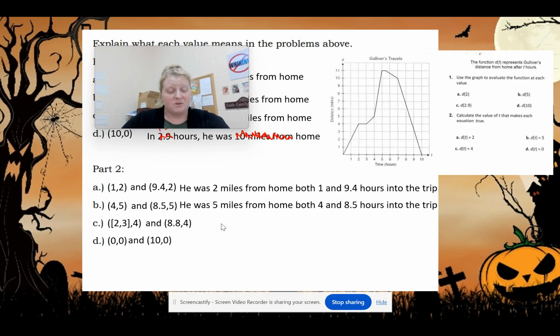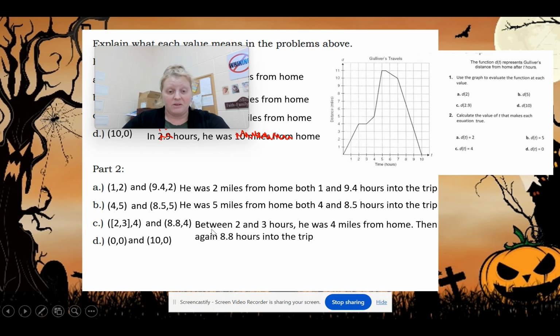This one's a little interesting to say. So he was 4 miles away from home anytime between 2 and 3 hours into the trip. So maybe say between 2 and 3 hours he was 4 miles from home, but then he was 4 miles from home again at 8.8 hours into the trip.